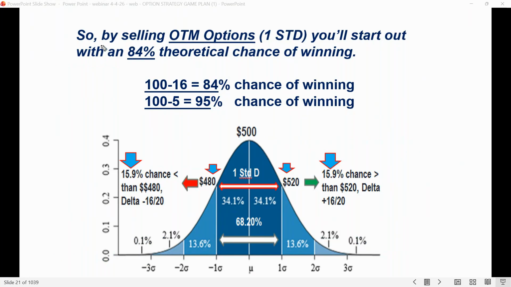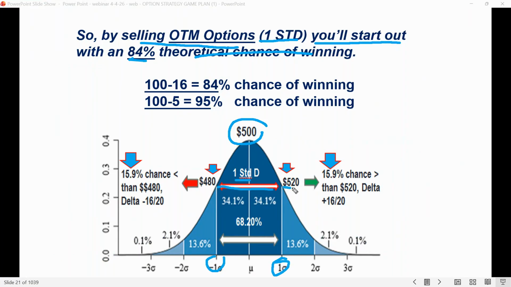So we'll go through this example. If you were to sell, let's say, an out of the money option, one standard deviation out, you're theoretically starting out with an 84% theoretical chance of that being a winning trade. So if you were to sell this price point here, one standard deviation in this graph, it's right there. This is the at the money. This is a normal distribution bell curve. And right here is one standard deviation range of that bell curve. So the 520 strike on the upside, the call right here, or one standard deviation down would be 480 here. So that's the one standard deviation price point.